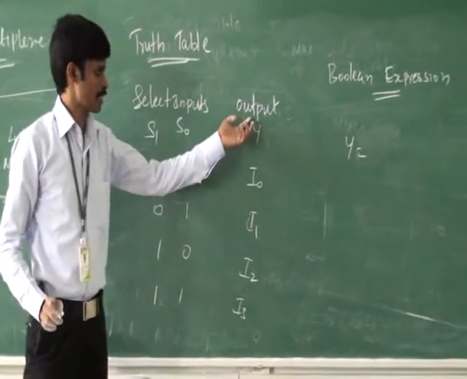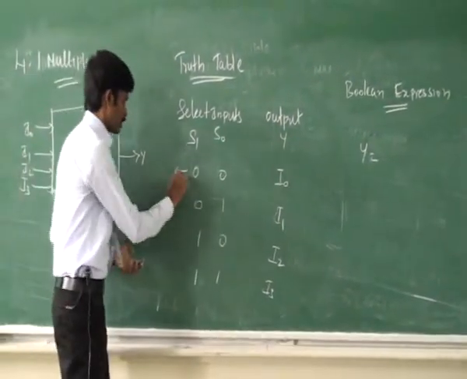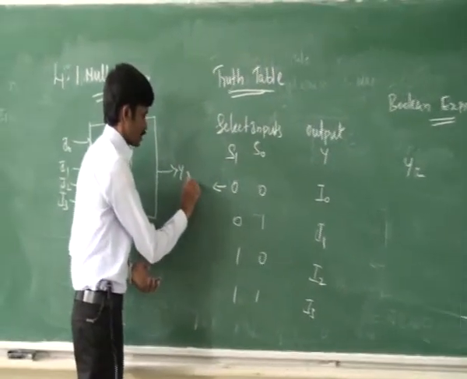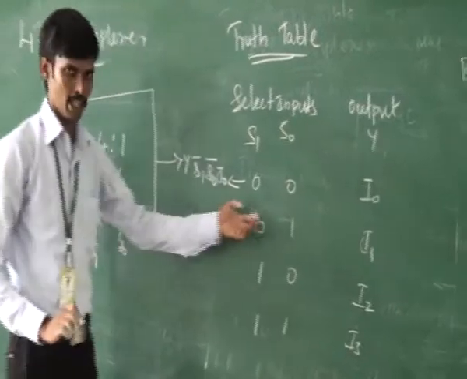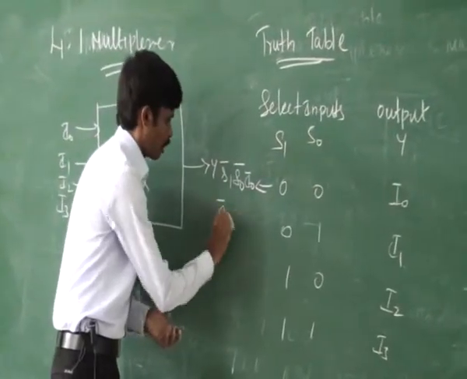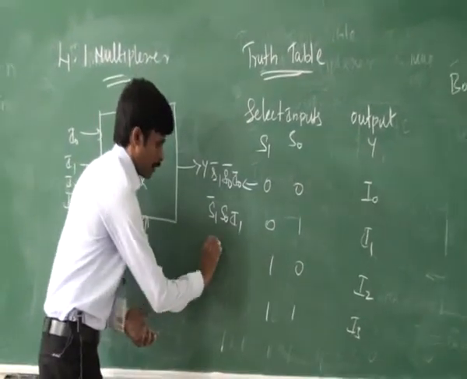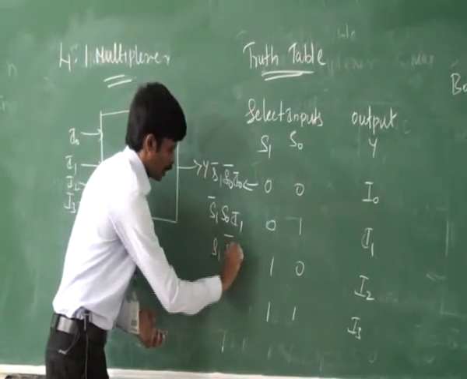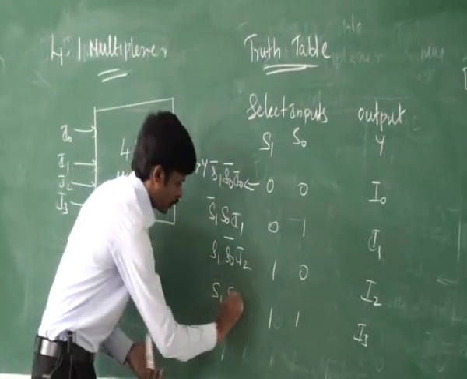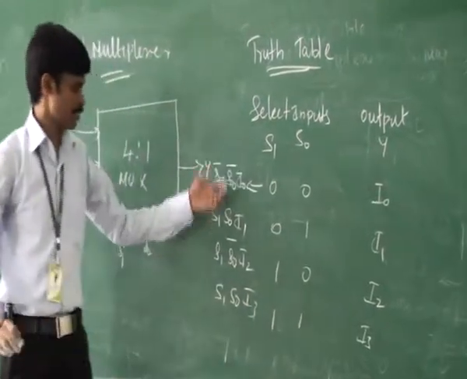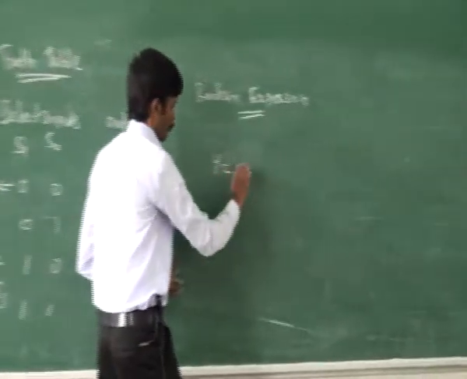Here the value of Y is equal to I0 when the select inputs are 0 0. This represents S1 bar, S0 bar into I0. Then this one represents S1 bar, S0 into I1. Then this one represents S1, S0 bar into I2. Then this one represents S1, S0 into I3. Then these 4 are summed to get the Boolean expression Y.